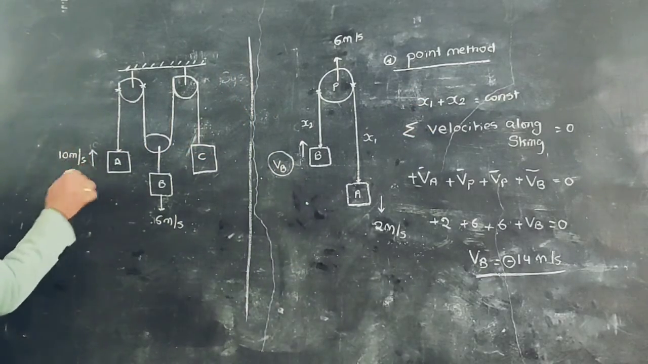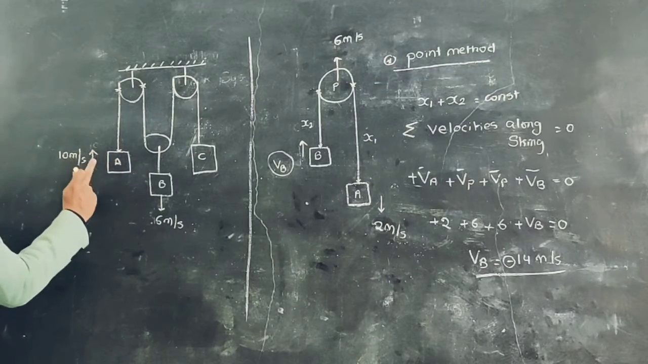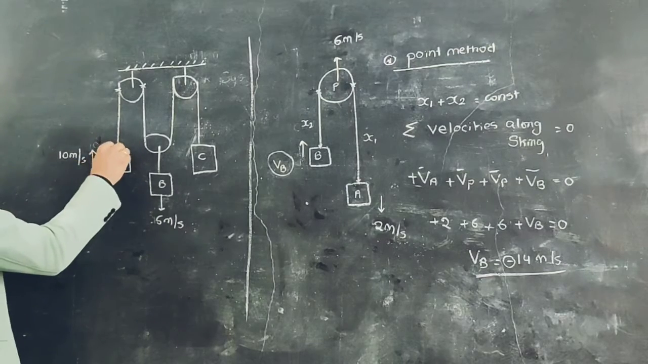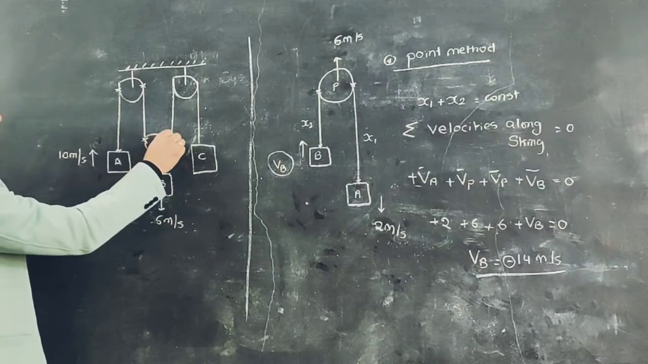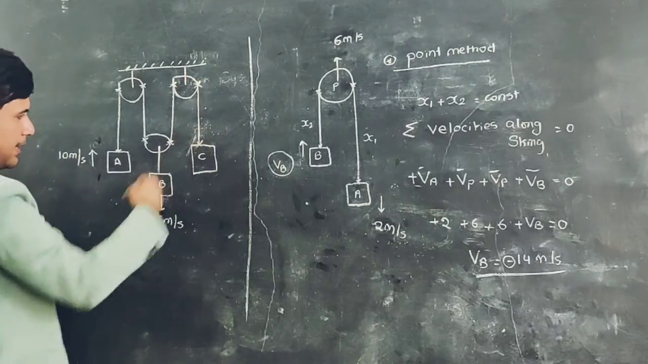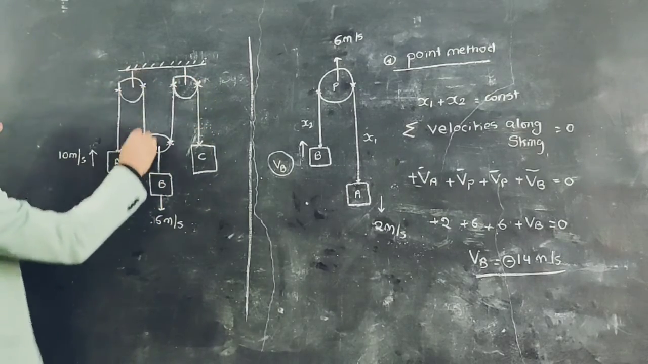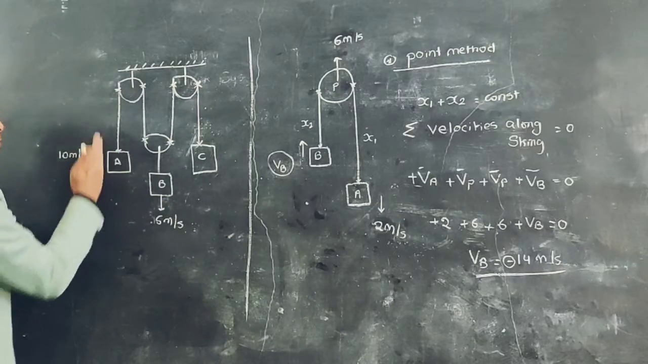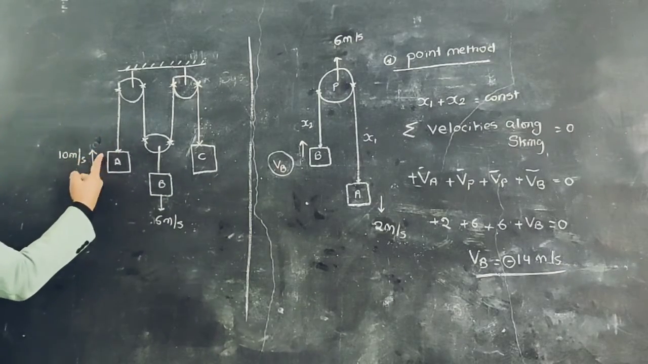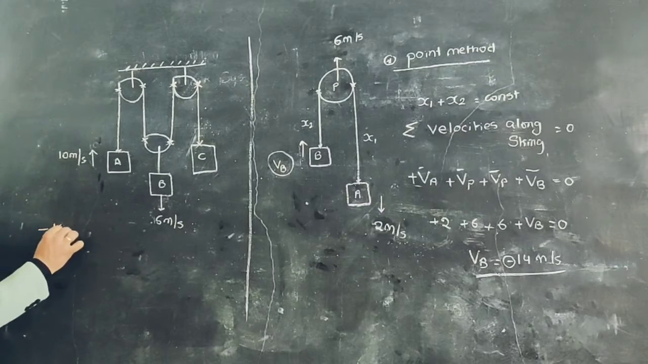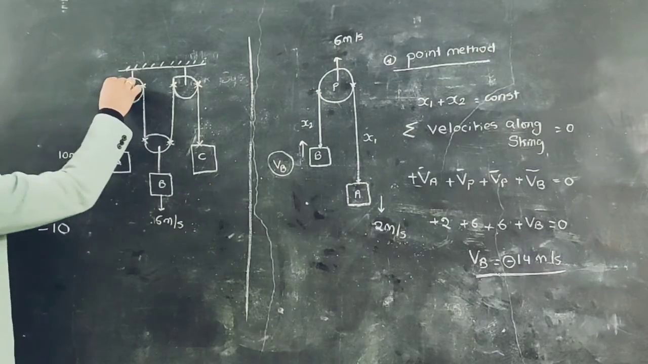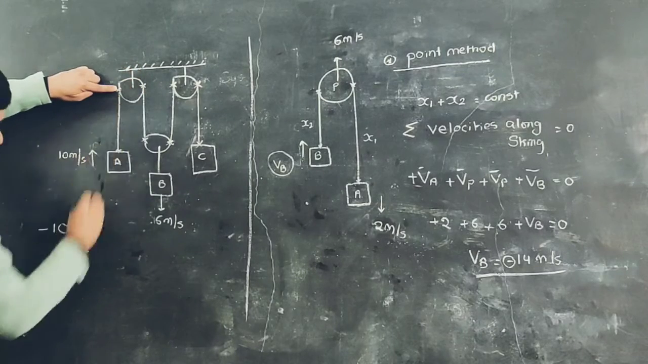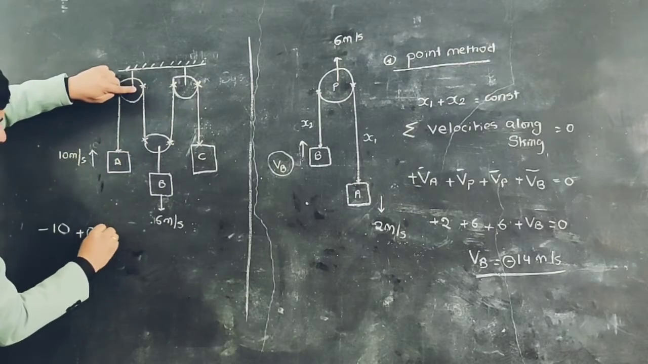Now get back to this one. When this block is moving upward with 10 meter per second, focus on this one. First we will count all the points. 1, 2, 3, 4, 5, 6, 7 and 8. There are 8 points. On the string, we have to apply this point method. Now focus on this point. This point is trying to move up with 10 meter per second. As it is trying to decrease the length, you keep minus 10. This point is stationary. Why? Because this is attached to a pulley which is not at all moving up or down. So this is 0 plus 0 plus 0.